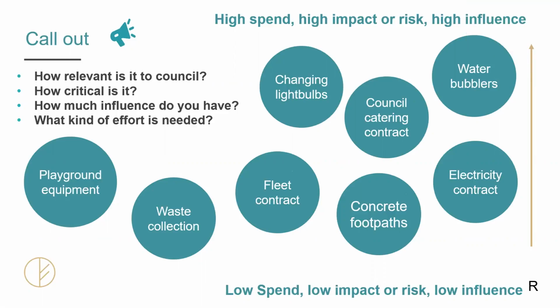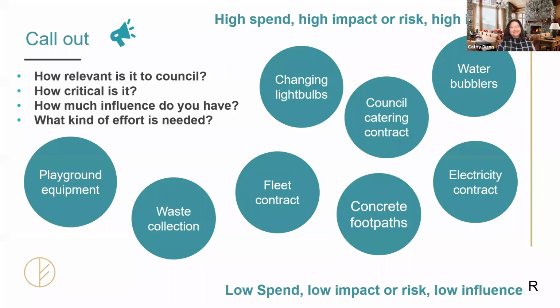They're low in terms of volume. Yep, probably low in terms of influence and impact. How about a fleet contract? High. Yep, that's a high one. Waste collection. High. Super high. Playground equipment. Where's that? Probably high because it stays for a long time. Council catering contract. How high or low is that? Low. Probably low to medium, depending on the length of the contract. The electricity contract. How high? Very high. Right up there.